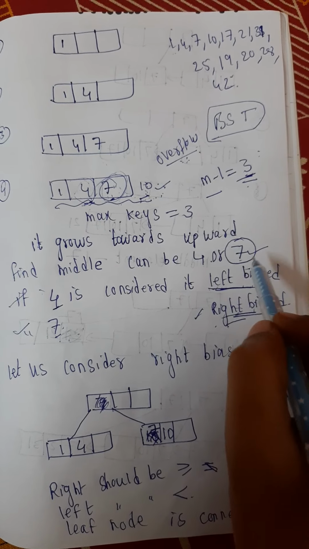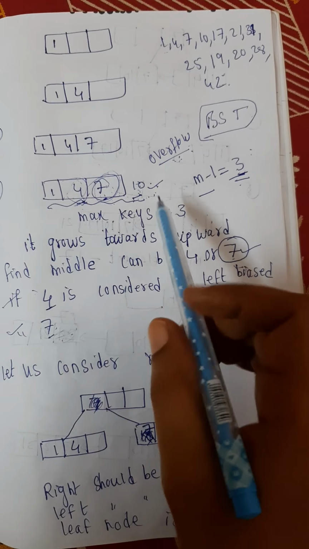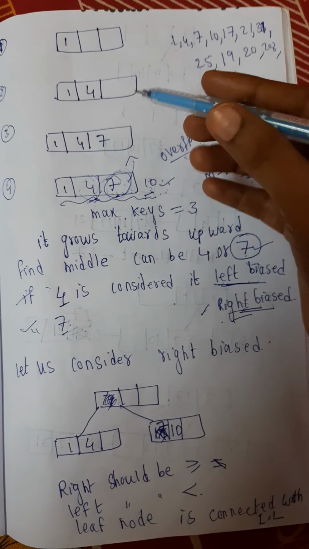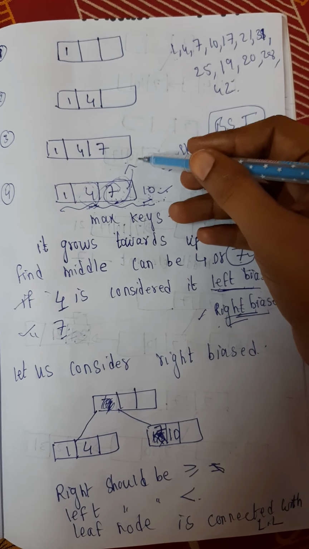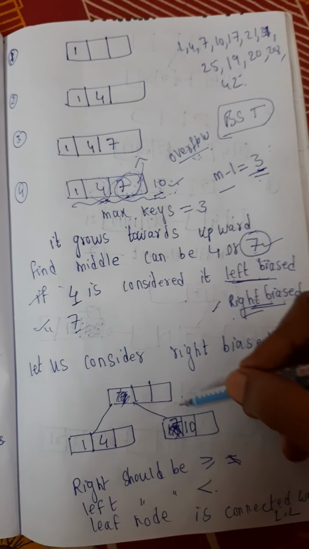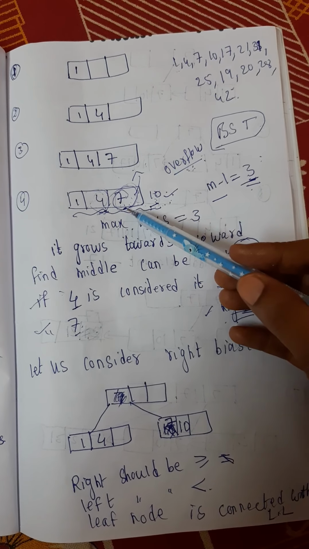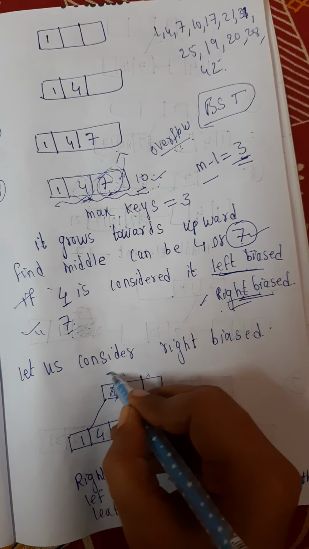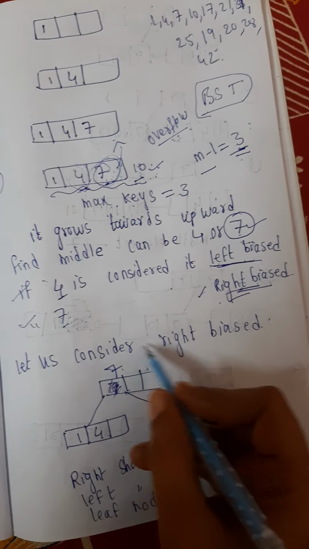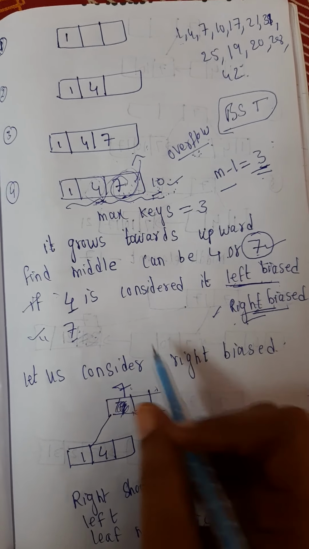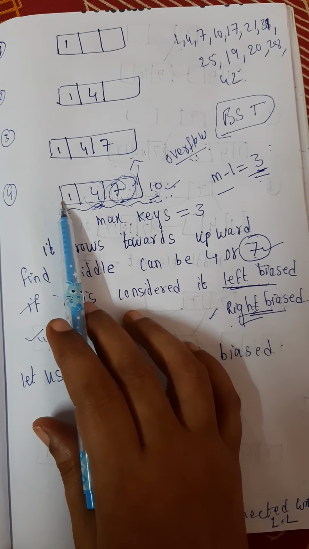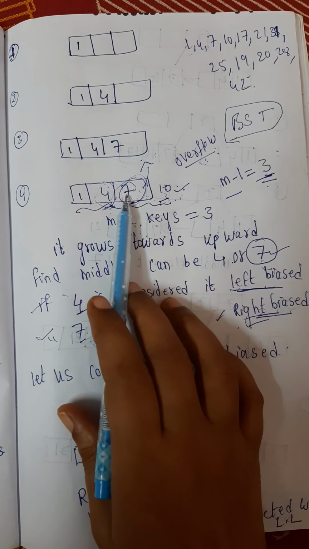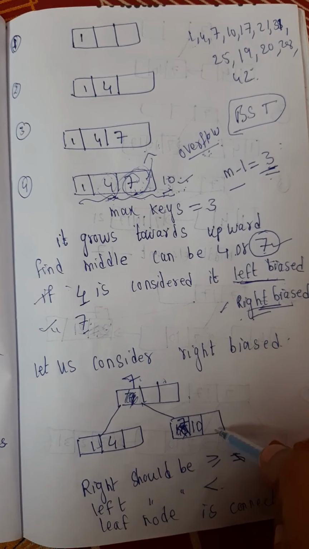So already you know, when you are considering the middle element for splitting, that will go one step up. One step up it will go, as we have seen in the B tree. So now what is happening? The 7 is going up now. So here you have 7, and since you have maximum keys 3, to the left of 7 you will be having 1 and 4, and to the right you will be having 10.